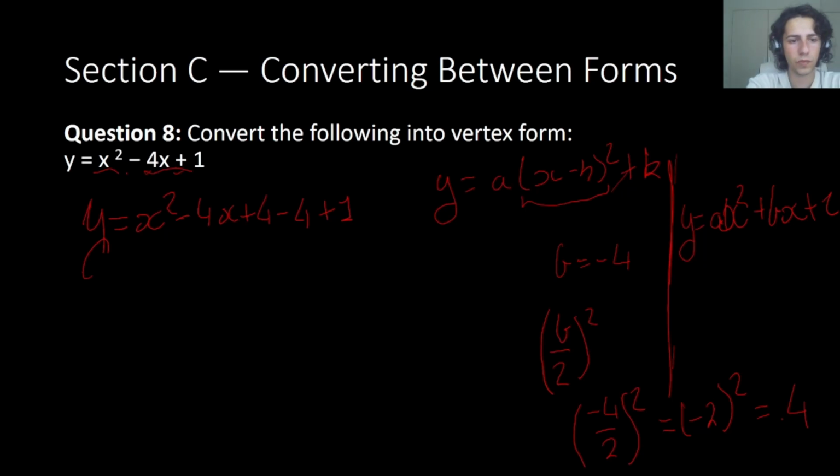So, we're going to have to simply bracket this off away from the minus 4 plus 1. Why? Because we're going to have to factorize x squared minus 4x plus 4. And to do that, we're going to have to look at our factorized form again.